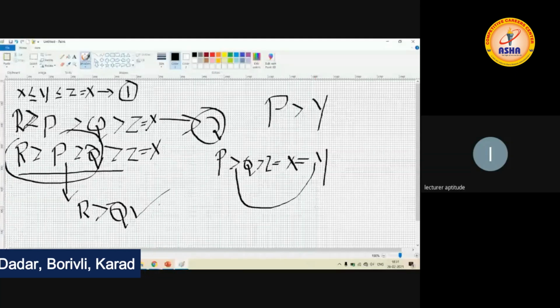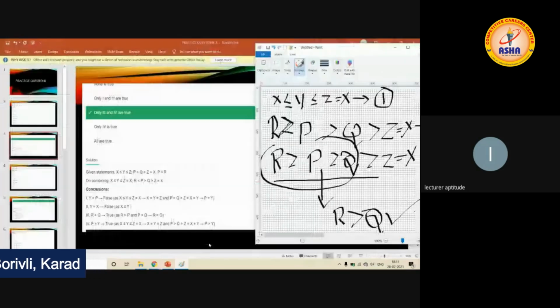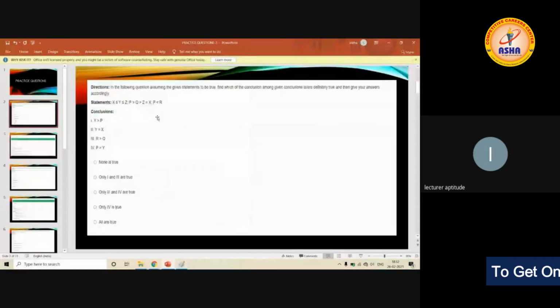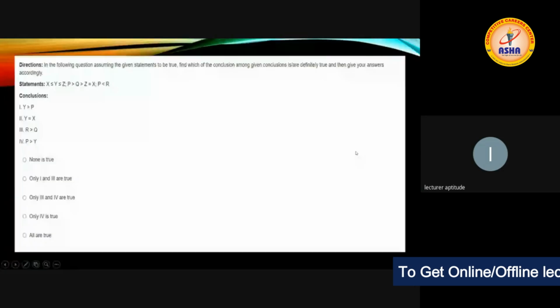Okay. So what are the statements that are true? Only 3 and 4 are true. So please note down this question and take the screenshot. What is the answer? Only 3 and 4 are true.